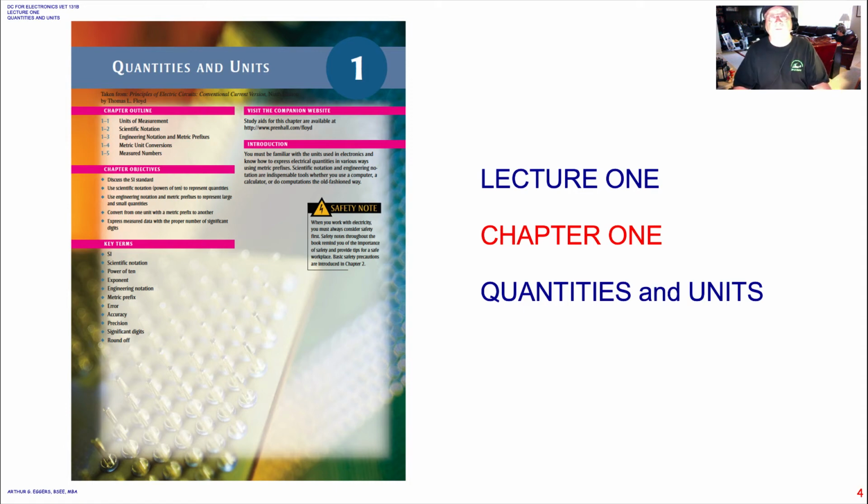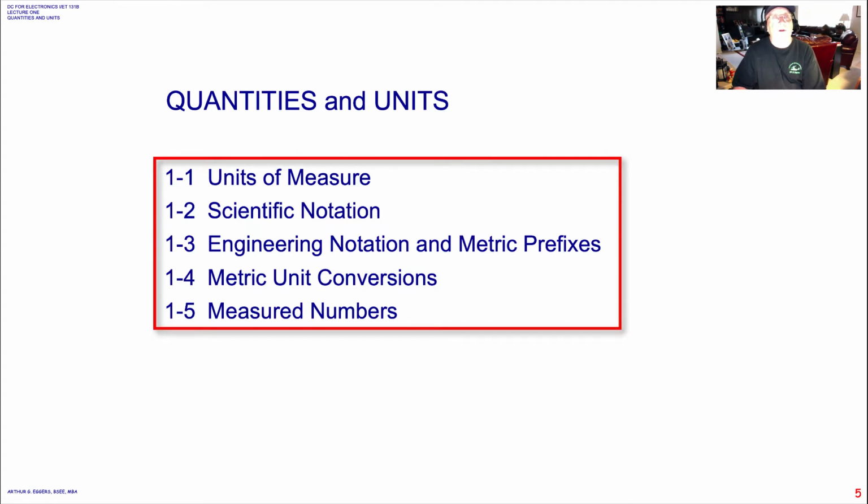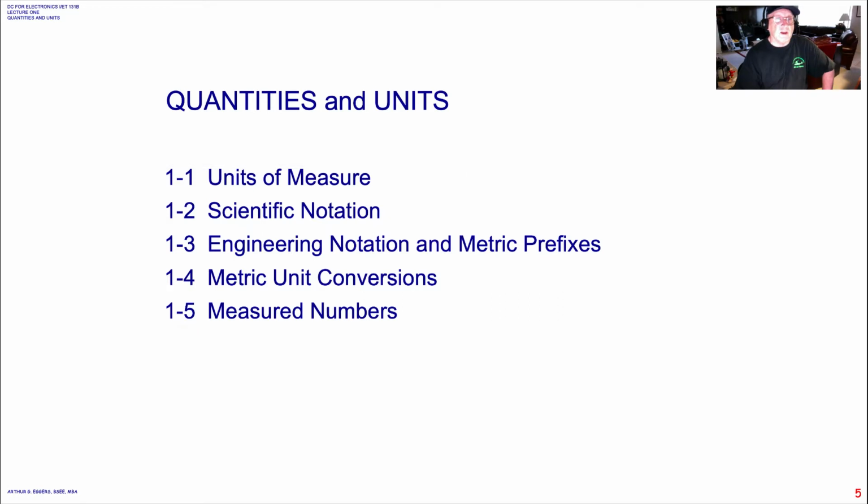So, Chapter 1, we're going to take a look at quantities and units. In quantities and units, we've got 5 sections: units of measure, scientific notation, engineering notation and metric prefixes, metric unit conversions, and measured numbers. All of these values and conversions and units you should have already seen if you took ET131B, the math for electronics, and you should have some proficiency in doing these already.